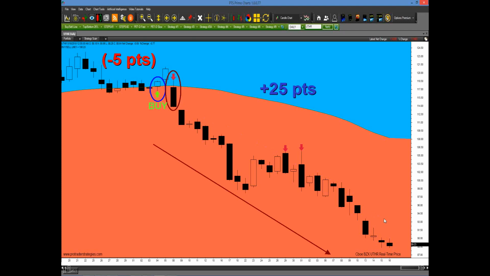So this is what we mean by 2 steps forward, 1 step back. The 1 step backs are the losses that we know are inevitable. That's okay. You can feel confident in knowing with a consistent strategy, you'll be able to recoup those losses.